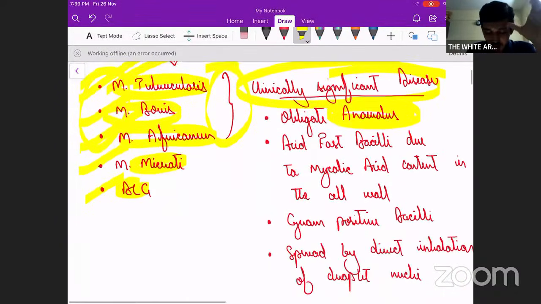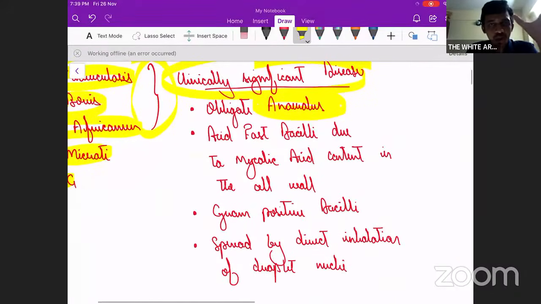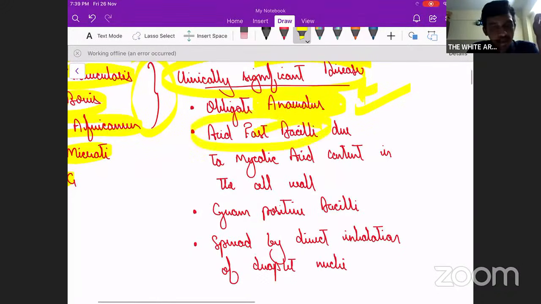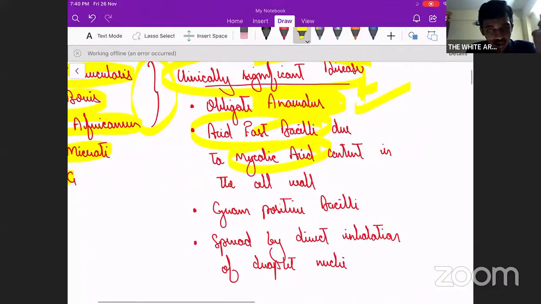Now, a few basic microbiological points about the organism. It is an obligate aerobe, and the importance of it being an obligate aerobe is the location. In adults, we usually have an upper lobe cavity lesion. Why? Because these are less perfused areas, and as these organisms are obligate aerobes, they prefer to stay over there. These are acid-fast bacilli. That is why we use ZN staining to recognize the organism, and it is due to the mycolic acid content in the cell wall.